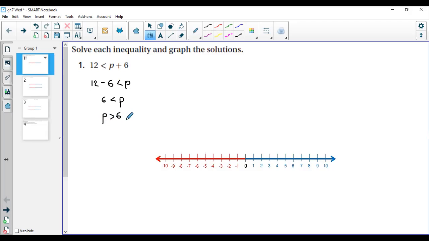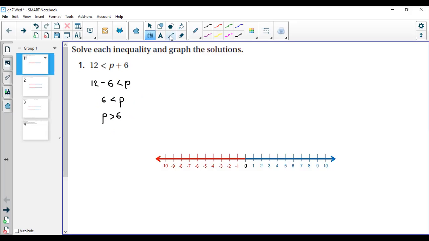So p is greater than 6. It's easy for us to read it like this than this. So p can be any number greater than 6 because 6 is less than p. 6 is less than p means p should be a number bigger than 6, right? So 6 is less than p means p can be 7, 8, 9, any number.